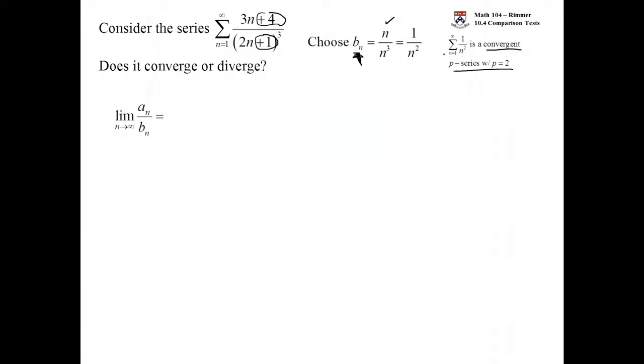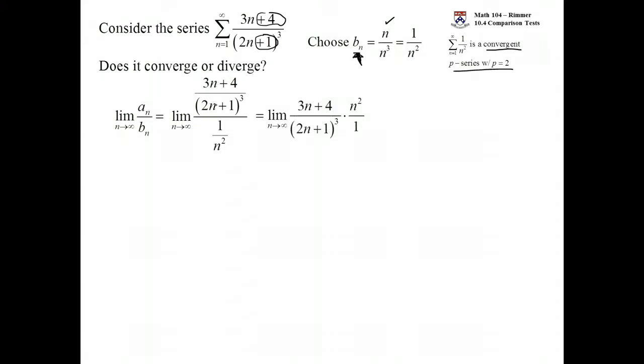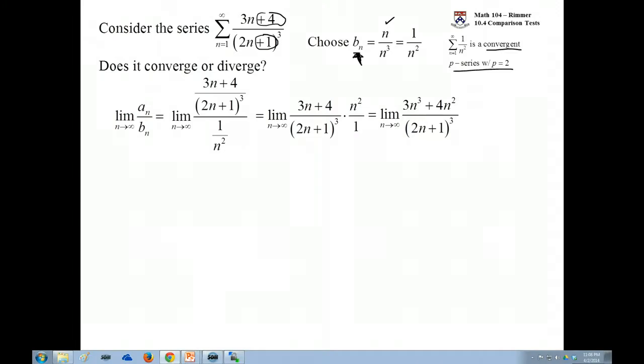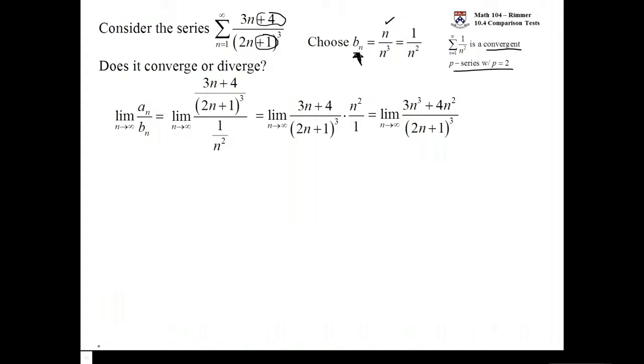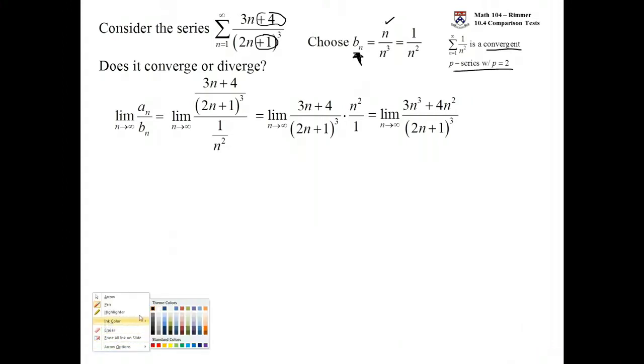Okay, so let's divide these two. Let's take the given terms and divide them by 1 over n squared. Essentially, that accomplishes multiplying the numerator by n squared. So we end up with 3n cubed plus 4n squared. Denominator is (2n + 1) quantity cubed. Ultimately, we don't have to multiply this out. Just be careful with the numerator and with the denominator.